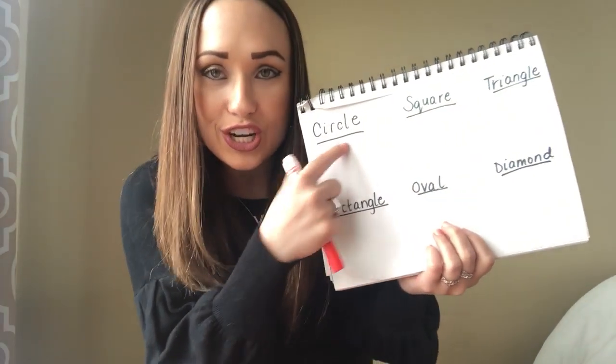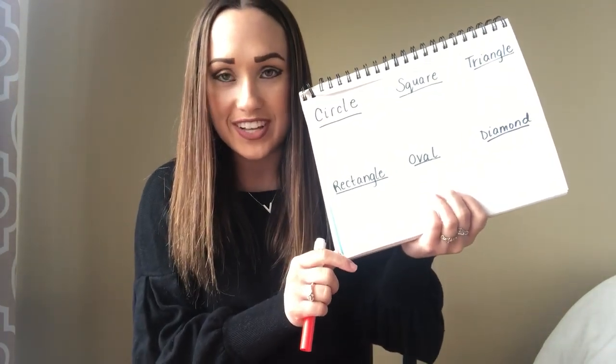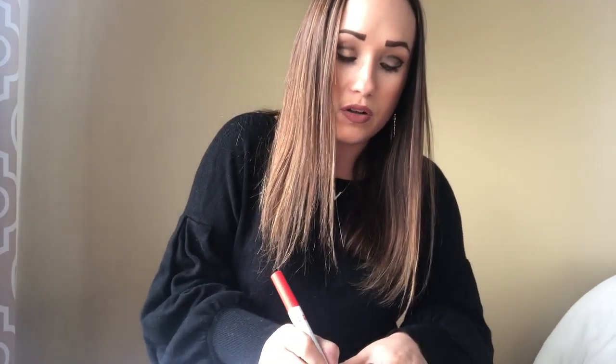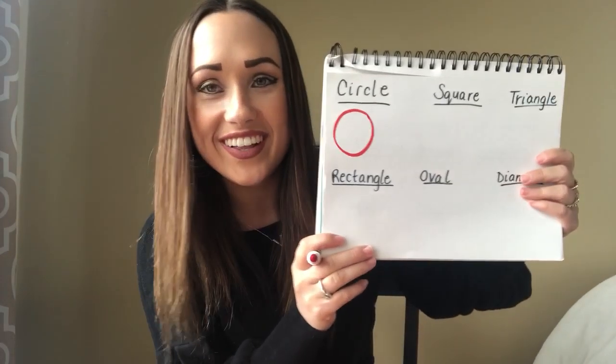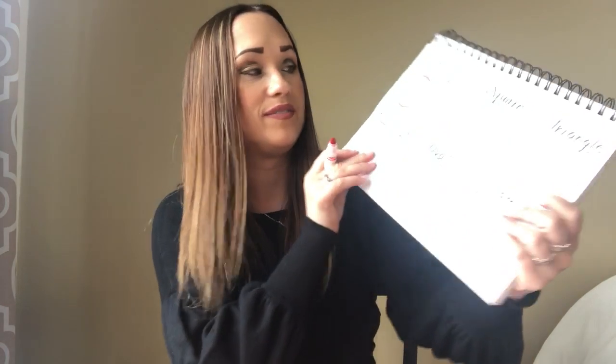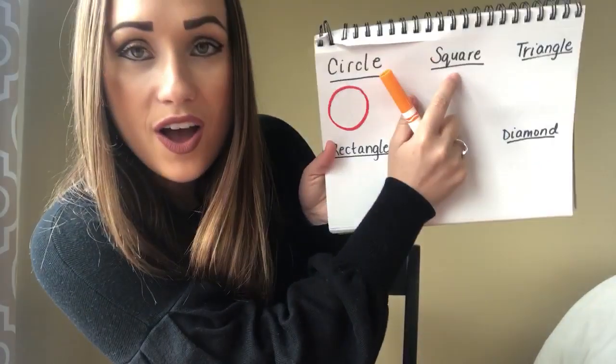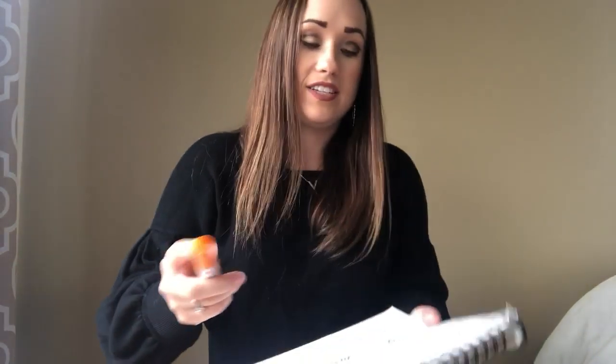Okay, so we are going to look at our word. This one is circle, right? You all know what a circle is, right? So we are going to draw that. So circle. So that is a circle, okay? So just draw the circle. Then our next shape is a square, right? So now let's draw a square. Square.